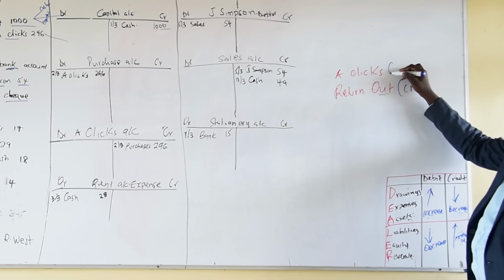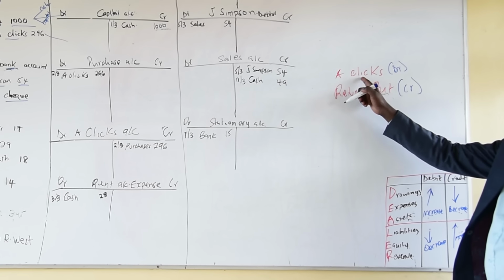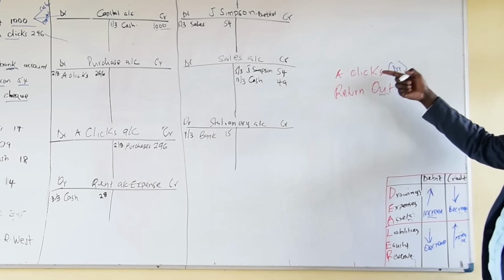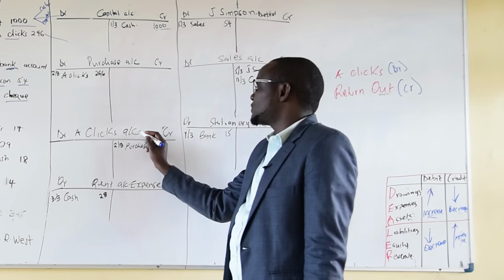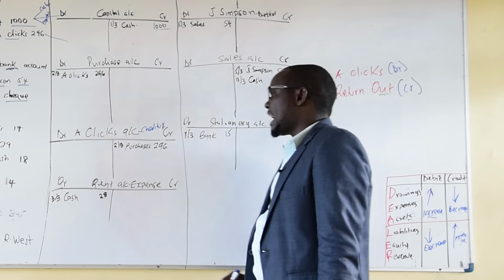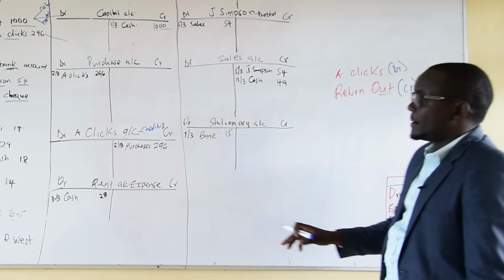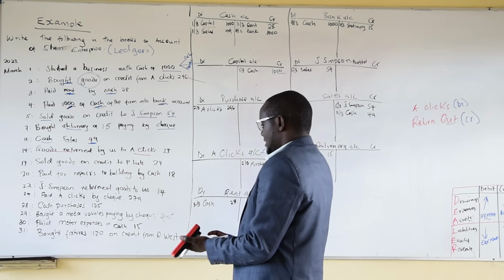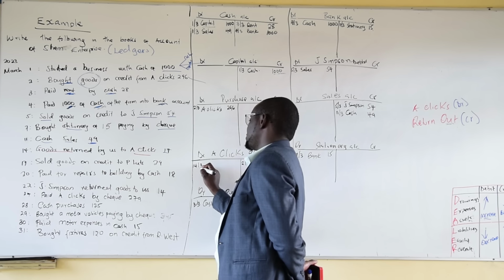Automatically, A clicks will be debited. Because this person is receiving an asset, is the one whose assets are increasing. So we debit A clicks. Remember, A clicks was actually our creditor. So we are reducing also the liability that we are supposed to have, the debt that we are supposed to pay this person. So the amount is 17. So I'll come here and record that as follows. I say on 14th of March.